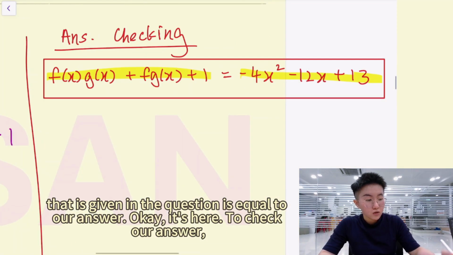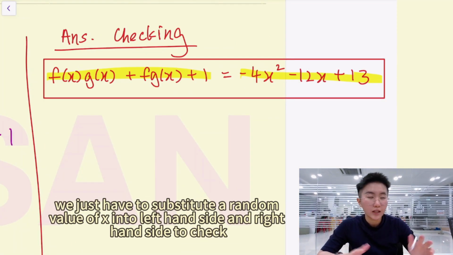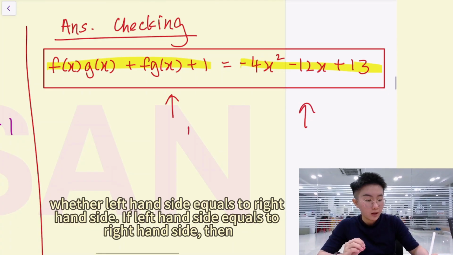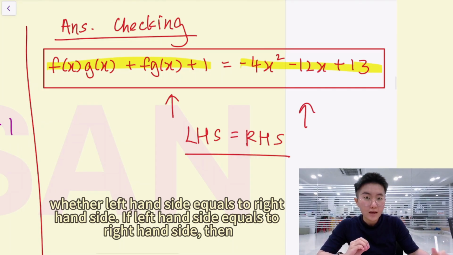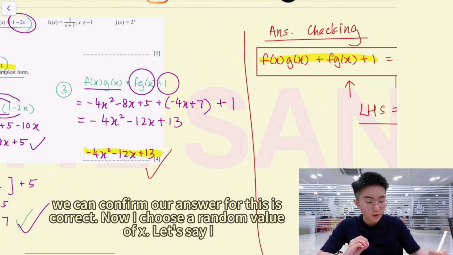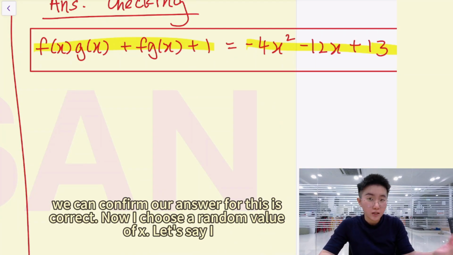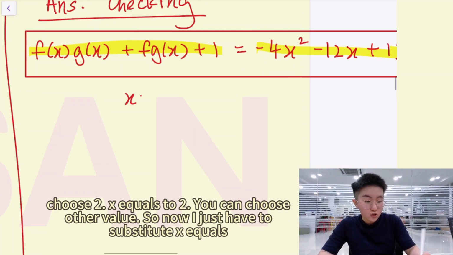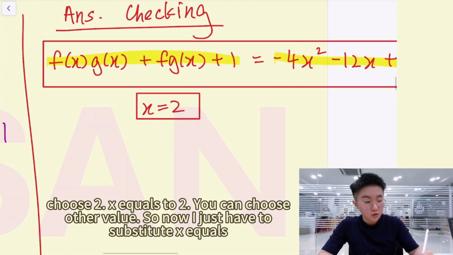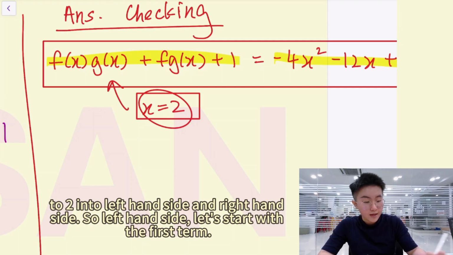To check our answer, we just have to substitute a random value of x into the left hand side and right hand side to check whether left hand side equals right hand side. If they are equal, then we can confirm our answer is correct. Now I choose a random value of x. Let's say I choose x equals 2. You can choose other values. So now I just have to substitute x equals 2 into the left hand side and right hand side.